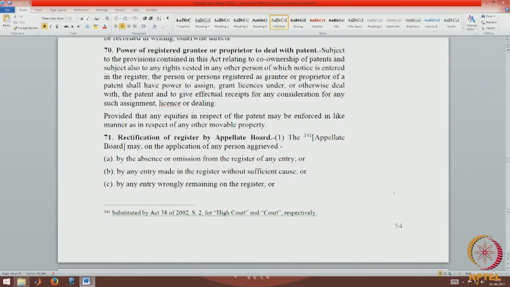So you are shown as the owner and you have the power to assign, power to grant licenses and give receipts for money that you have received in lieu of a transaction pertaining to your patent. Any equities in respect of a patent may be enforced in like manner in respect of any other movable property. The law with regard to equities is covered by the common law in India, and patents, with regard to equities, will be treated just like any other movable property.